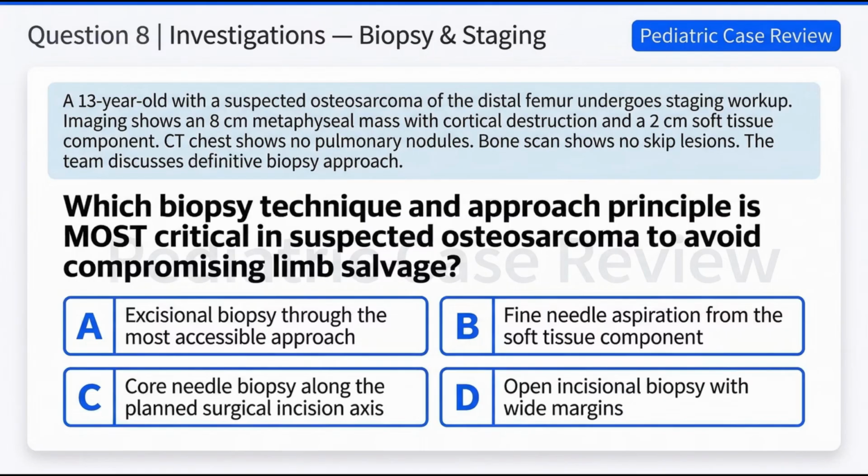Imaging shows an 8 cm metaphyseal mass with cortical destruction and a 2 cm soft tissue component. Computed tomography chest shows no pulmonary nodules. Bone scan shows no skip lesions. The team discusses the definitive biopsy approach.